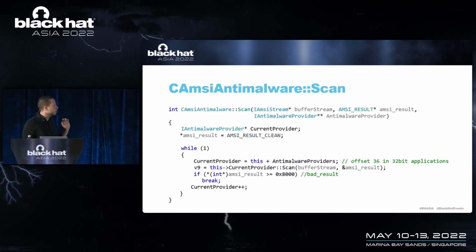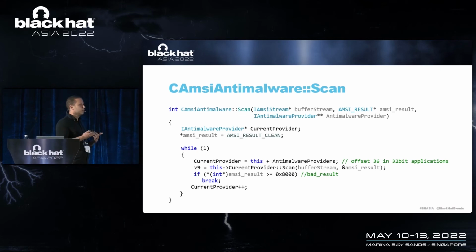And this function looks like this. It's pretty intuitive. We're going to go to the list of all the providers that are being held by the CAMSI anti-malware class and loop through all the providers in this list. For each provider, we're going to call the scan function that, as we've seen, each provider must implement because it implements the anti-malware provider interface, and pass it the buffer stream that we want to scan and a reference to an AMSI result.